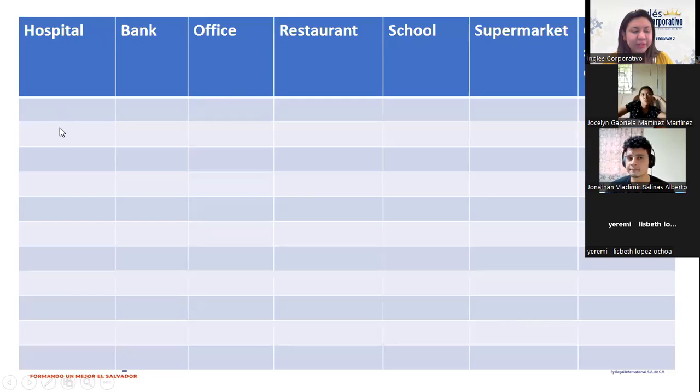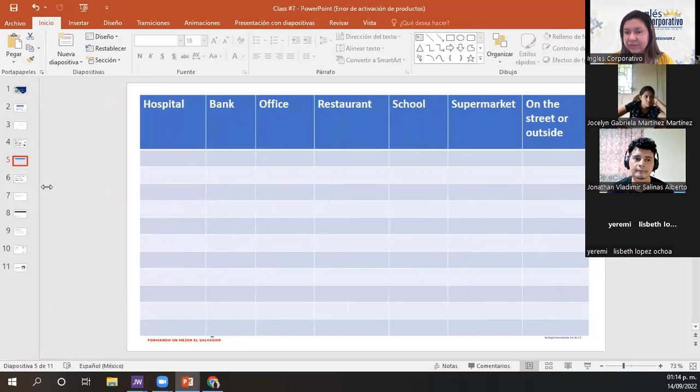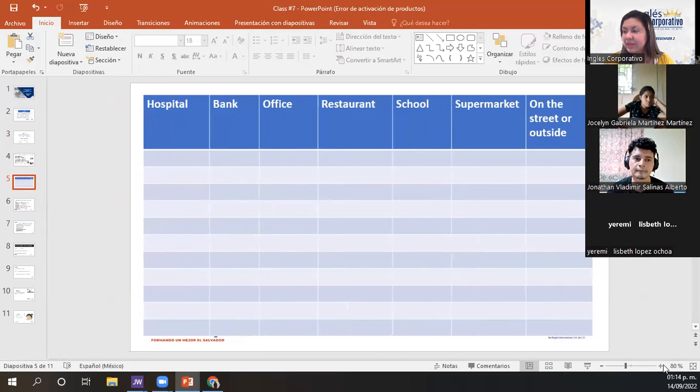Okay, and now in this chart or in this table, you can see different places, work places. For example, the hospital, the bank, the office, the restaurant, school, supermarket, on the street or outside. Okay, what I want you to do is, well, you can do this in your notebook. But in this moment, I want you to tell me the people that work in these different places. You can write it in the chat and I will be completing the chart here in my computer. So tell me, what are some people that work in the hospital? People that work in the hospital.